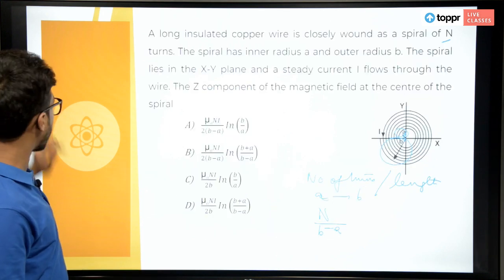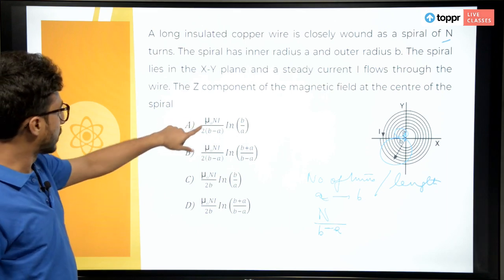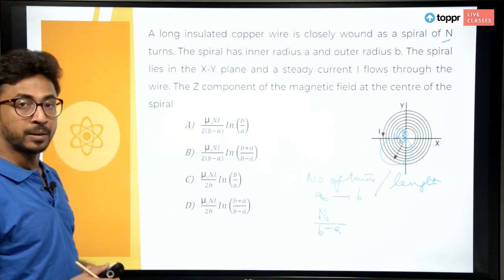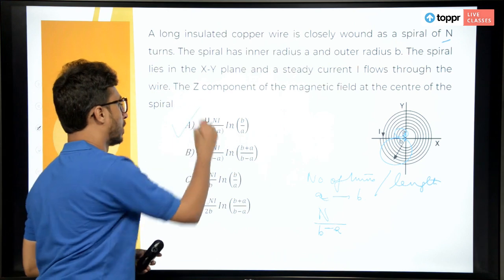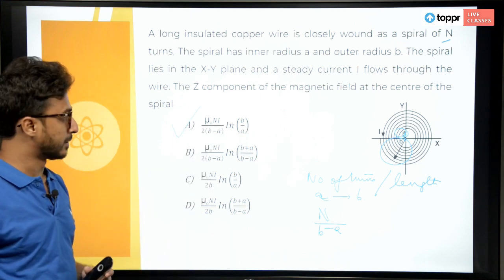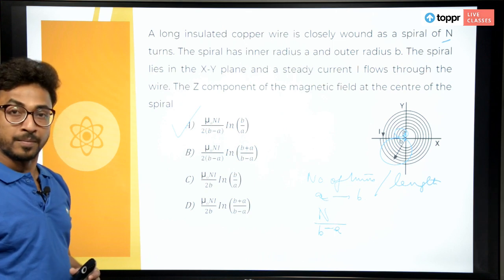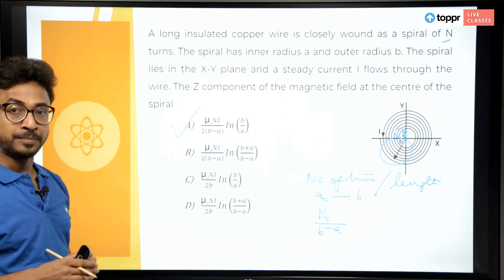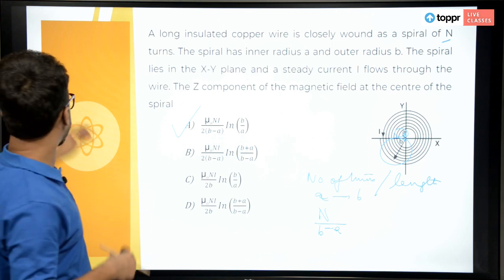Let us see which answer it is. Mu 0 ni by 2 b minus a log b by a. So this option A is the correct answer. Clear? Next problem.